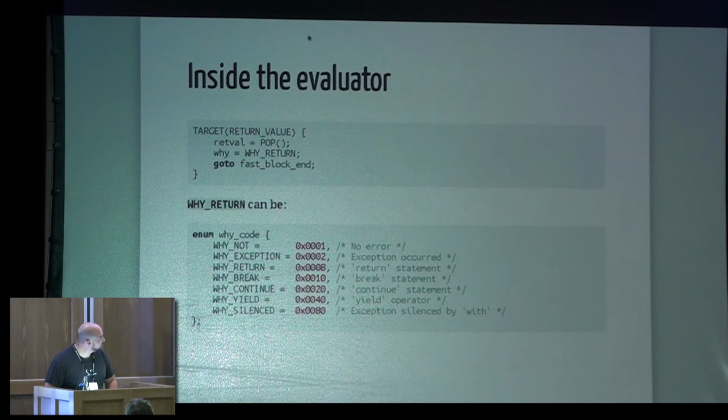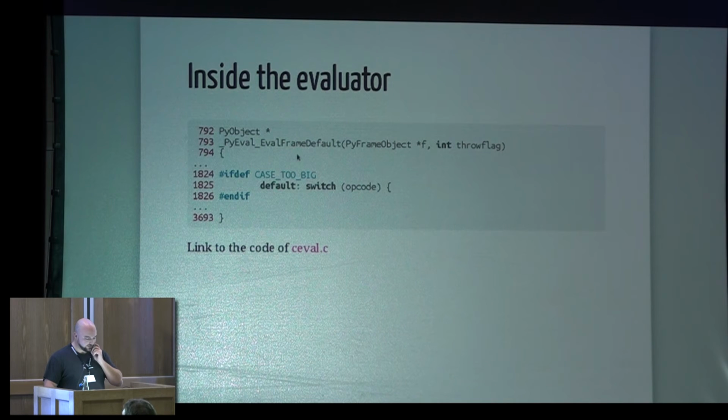It's not really interesting, but do you see that? The why return can have some values. It's an exception, a return, a break, a continue, a yield, or just nothing. Okay? So the evaluator is just a very big function. Very big function. 3,000 lines of code. That's very funny. When you want to debug it, yeah, why not?